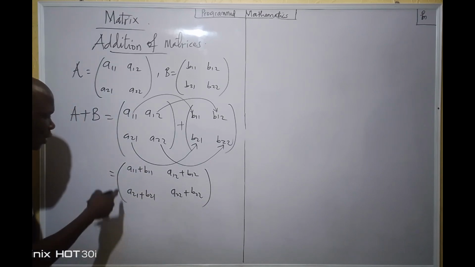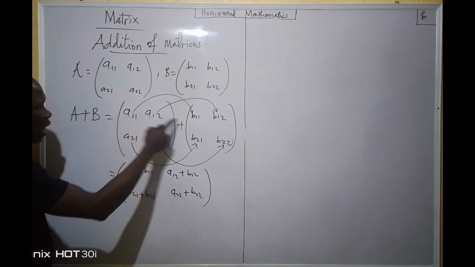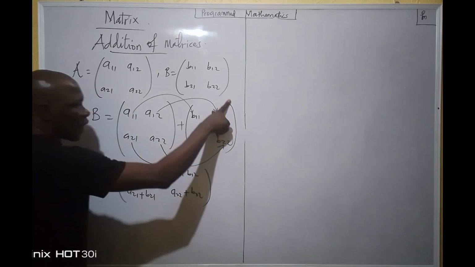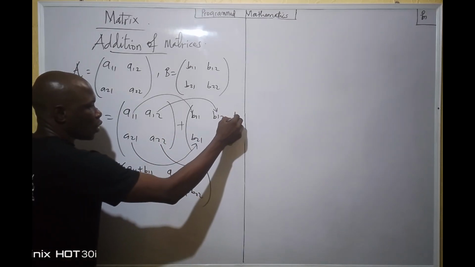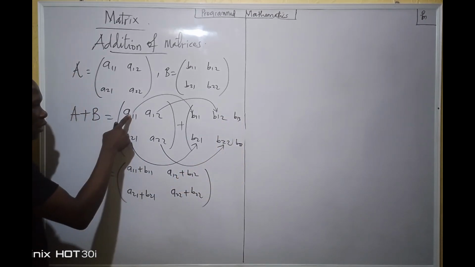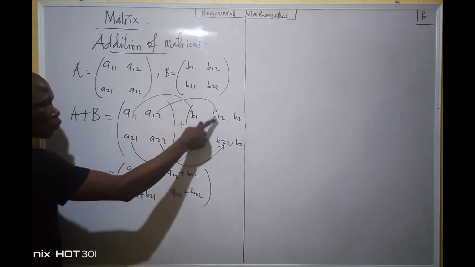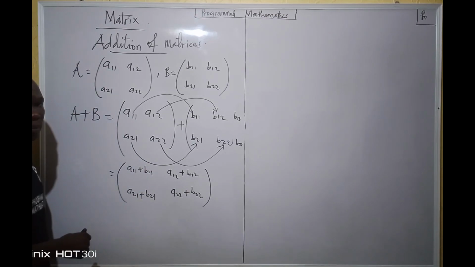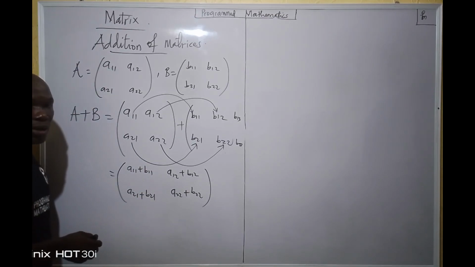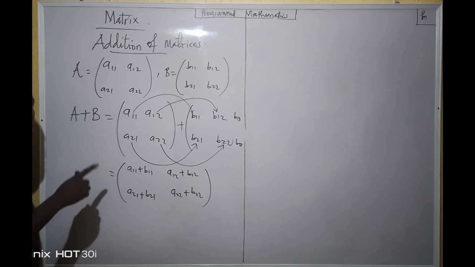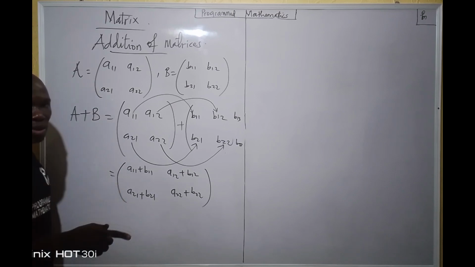Now, if A does not have the same dimension or order as B, it will be impossible to add the two of them together. For instance, if I make this one to be B13, B23, that means I'll be adding A11 to B11, A12 to B12, then there will not be an element in A to add to B13. So they are not conformable for addition. For any two matrices to be conformable for addition, they must have the same dimension.